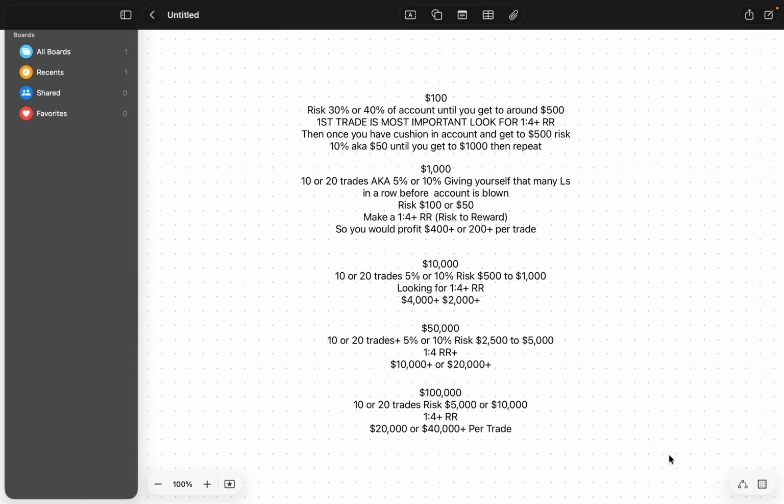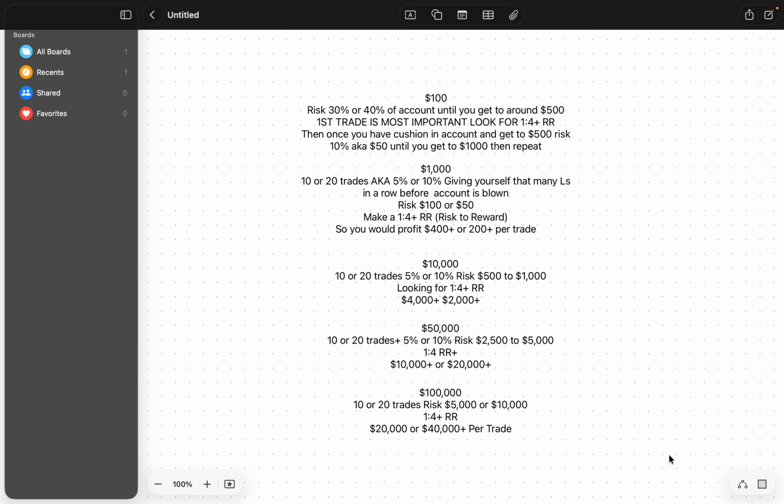Now, as soon as you grow that account to 500, then you can risk about 50 a trade. That means you can lose about 10 times before you blow that account, and you just rinse and repeat. It's the same thing over and over again. It's the same way you scale $100 into 1,000. It's going to be the same way you scale your 1,000 into 10,000, your 10,000 into 50,000, and 50,000 to 100,000, and your 100,000 to $1,000,000. It's all the same thing.